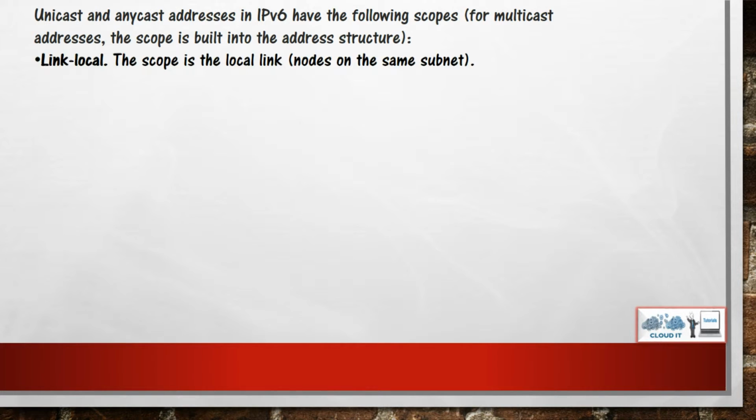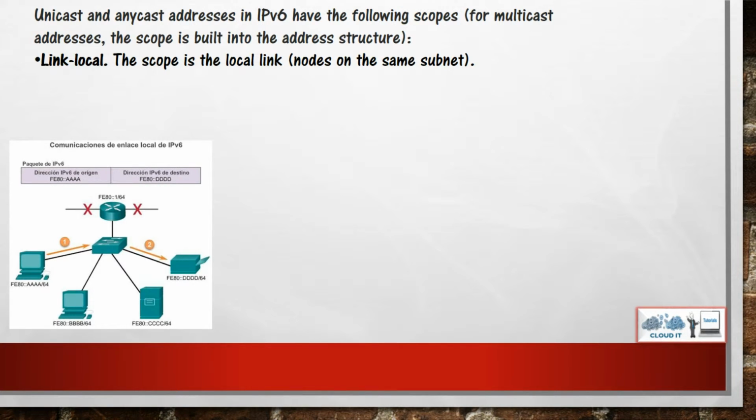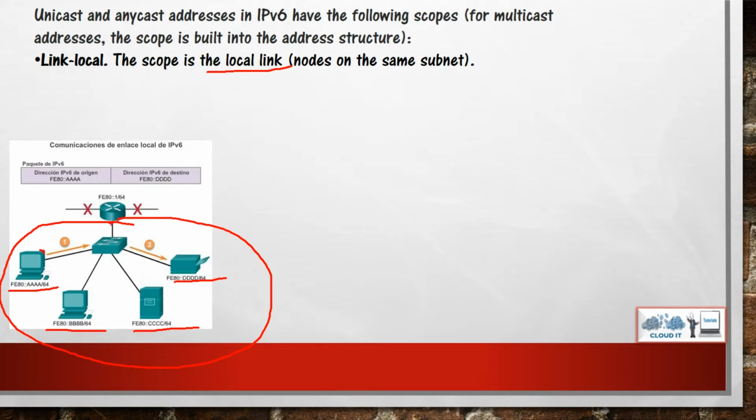Unicast and anycast addresses in IPv6 have the following scopes. Link local: the scope is the local link. It means link local addresses can be used within the local link only, so they cannot cross the router. This is a link local address in IPv6, so its scope is within this link only, that is within this network which is connected through this interface of the router. This link local address cannot get routed towards other interfaces of the routers.